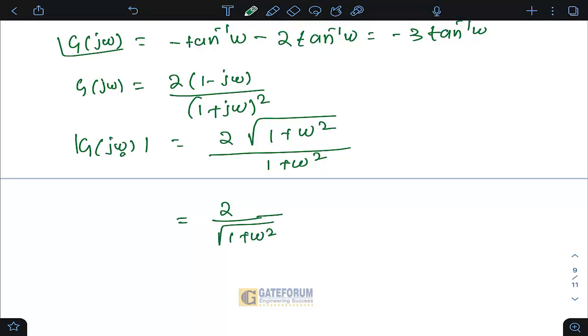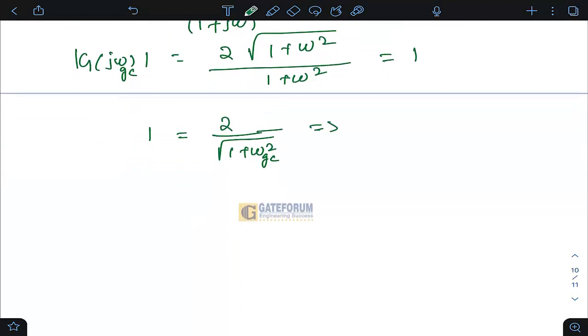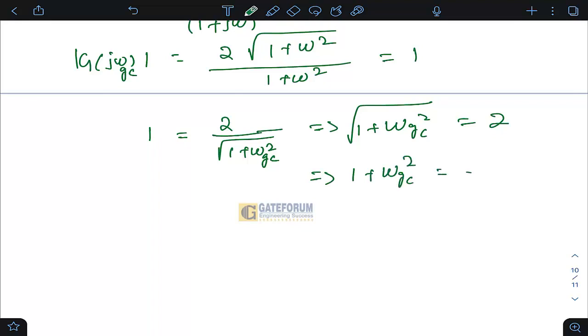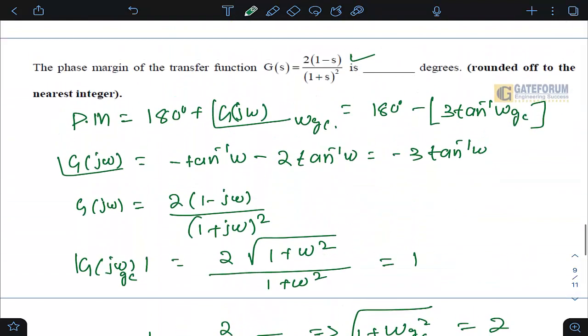But if this is the gain crossover frequency, then this magnitude is supposed to be 1. We are interested to find the gain crossover frequency. So I can say that if I write omega as omega gc, this has to be 1. So this implies 1 plus omega gc whole square happens to be 2, sorry, 1 plus omega gc whole square happens to be 4. Omega gc happens to be square root of 3.